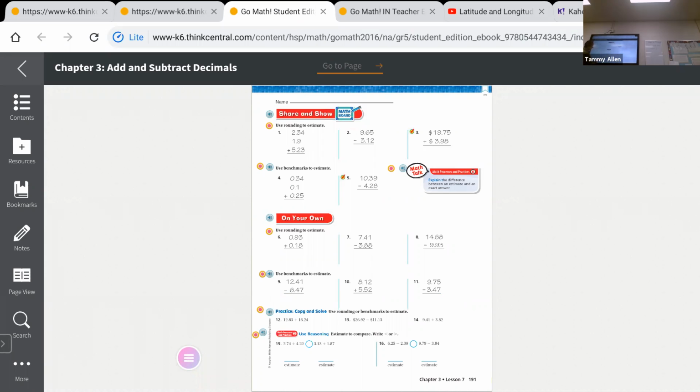Okay. Let's take a look at number 9. Number 9 has 12 and 41 hundredths. Well, 12 is going to stay there, right? That's not going to change. Okay. 41 hundredths, is it closer to 25 hundredths or 50 hundredths? 50 hundredths. Okay. The 6 and 47 hundredths. Well, the 6 is not going to change. Is 47 hundredths closer to 25 hundredths or 50 hundredths? 50 hundredths. And now we need to subtract. Well, that gives us 0 and that gives us 6. So our estimate would be 6 and 0 hundredths. Does that make sense? Questions on that?